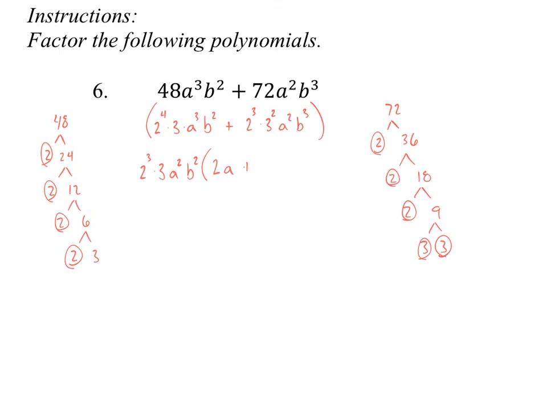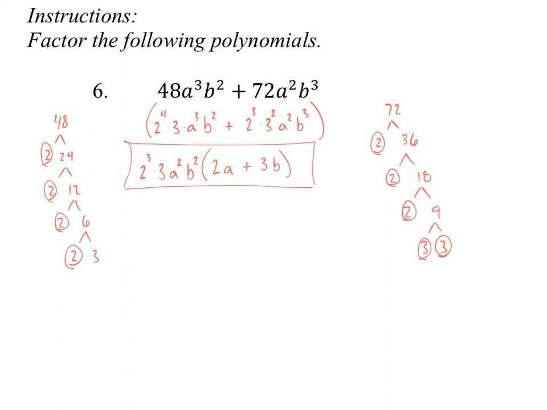Now in our other term, our whole 2 cubed, or 2 to the third, is gone. One of our 3's has been removed, but we still have one left. All the a's are gone, and there's one b left over. So that is your answer.